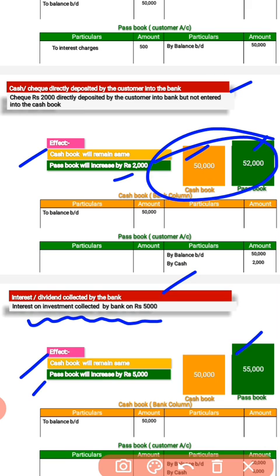So passbook balance will be increased, means bank will credit this amount and bank balance will be increased by 5,000, total is 55,000, but our cash book remains same. Another reason for difference between cash book and passbook. Clear?